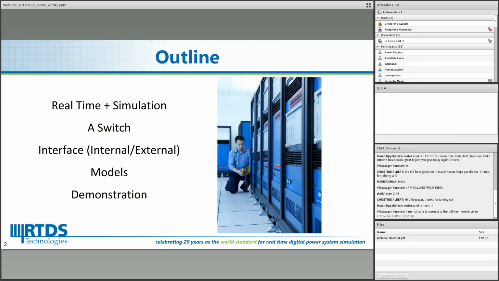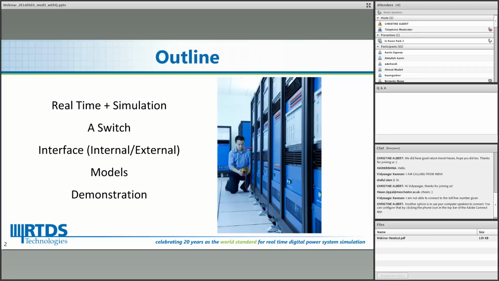The third topic in this presentation is the interface, which is separated into two portions. The first is the internal interface, meaning the interface between the subsystems in your circuit or your simulation. Then we will go over the second part, the external interface, which is for the I/O card between the RTDS and your external controllers.